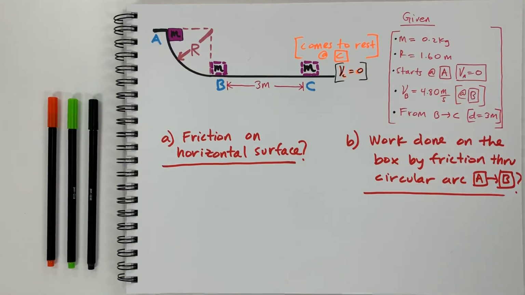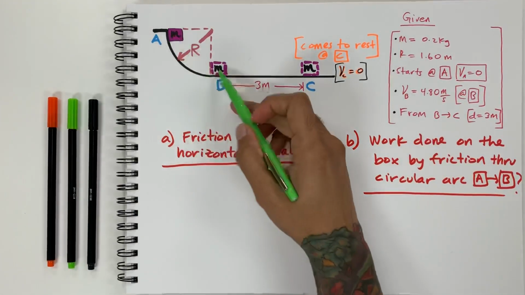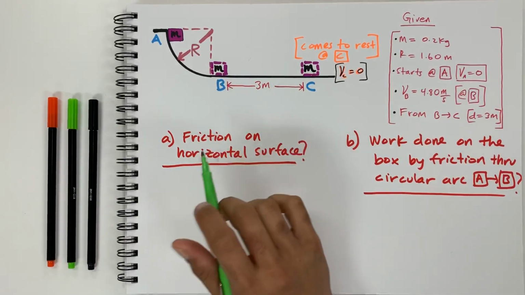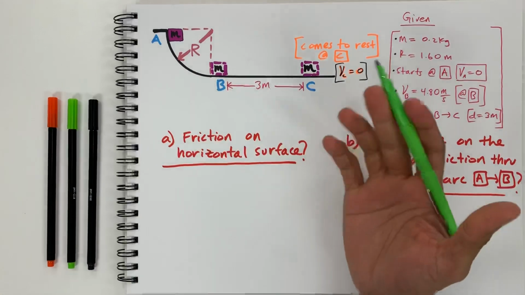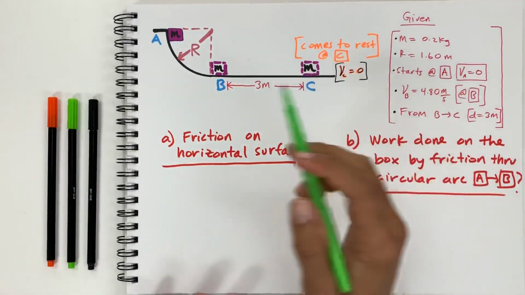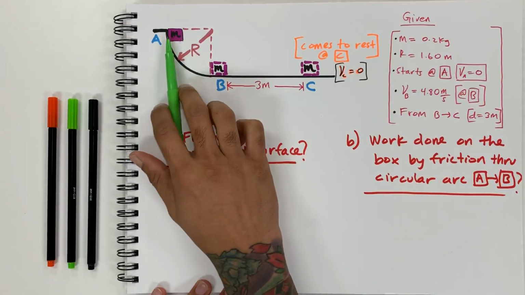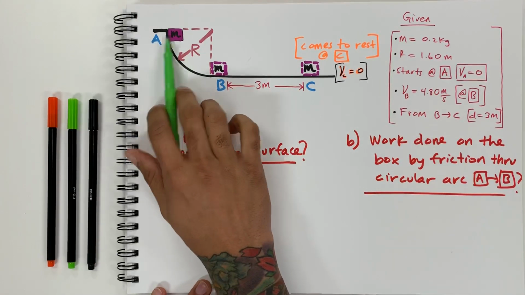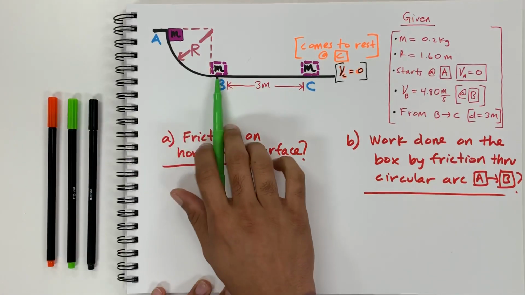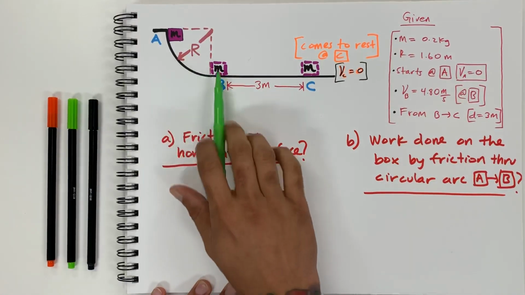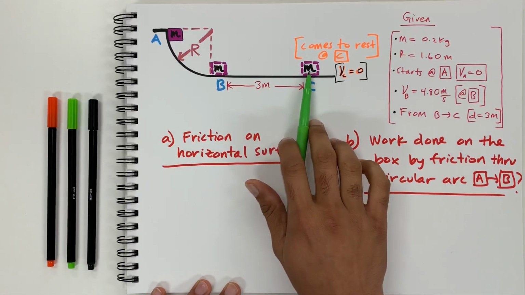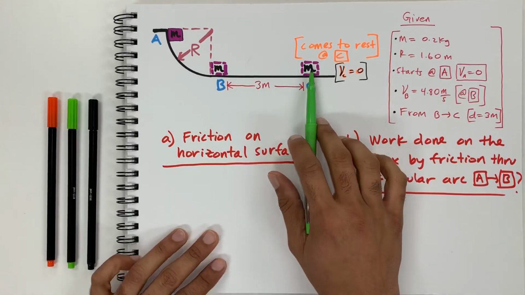So I want to look at a Physics 1 problem dealing with circular motion or an arc and friction along a horizontal surface. And we want to solve this using conservation of energy. Okay, so we have this box or this package that starts off at the top of this ramp at A, and it moves through this circular arc of radius R. It comes down to B, right, and then slides 3 meters all the way until it stops at C.